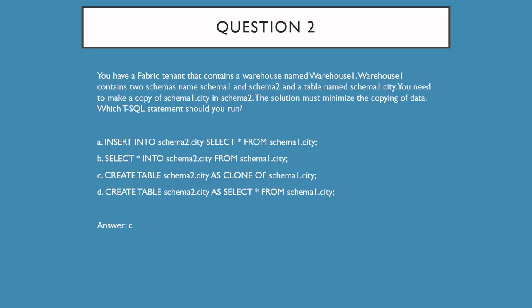Question 2. You have a Fabric tenant that contains a warehouse named Warehouse 1. Warehouse 1 contains schemas named Schema 1 and Schema 2, and a table named Schema1.city. You need to make a copy of Schema1.city in Schema 2. The solution must minimize the copying of data. Which two SQL statements would you run? So the important point to notice here is the last line: the solution must minimize copying of data. So option C is the right answer here.